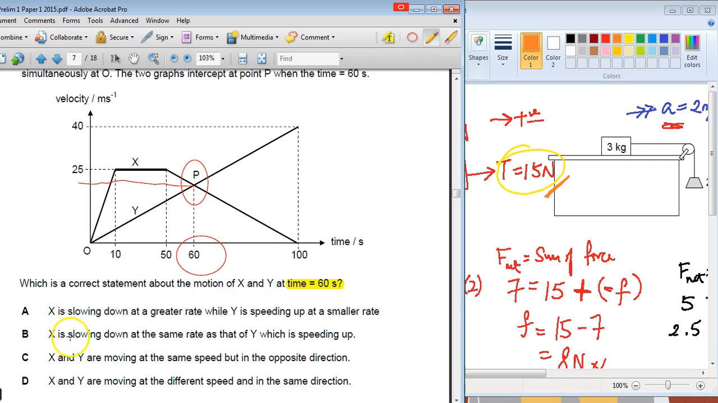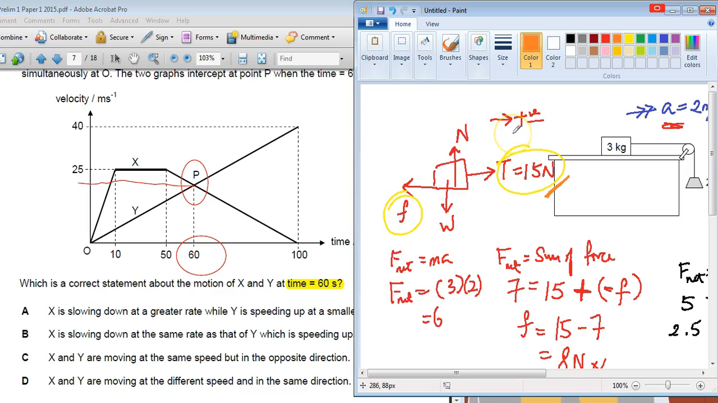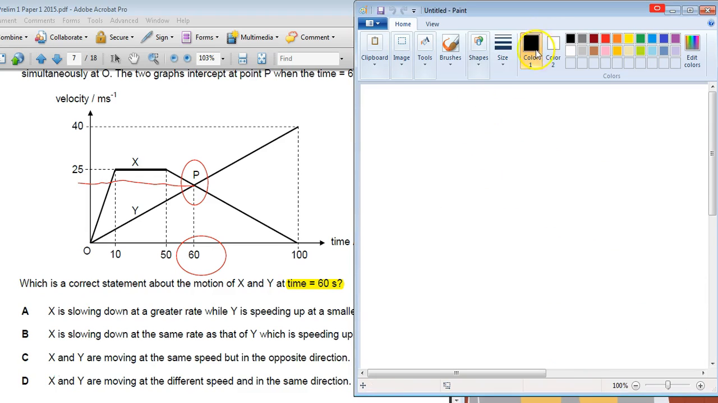If you look at B, x is slowing down at the same rate as y is speeding up. Okay, x is definitely slowing down, as you can see that the velocity is decreasing, and y is definitely speeding up because the velocity is increasing with time. So the thing that I need to check is whether or not they are changing at the same rate. To do that, I need to check their gradients. So let's check the gradient of x.